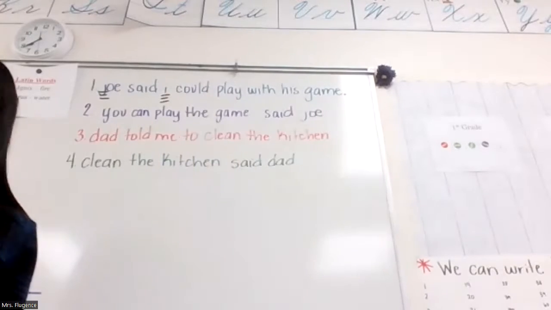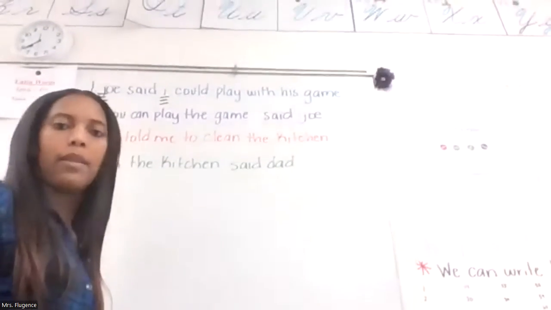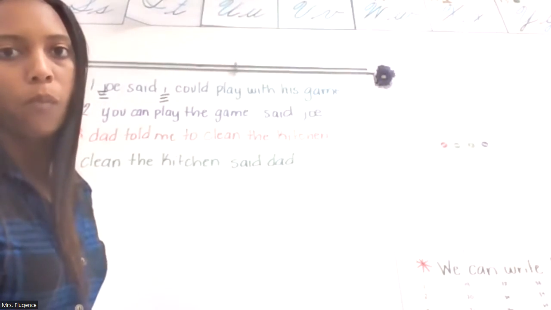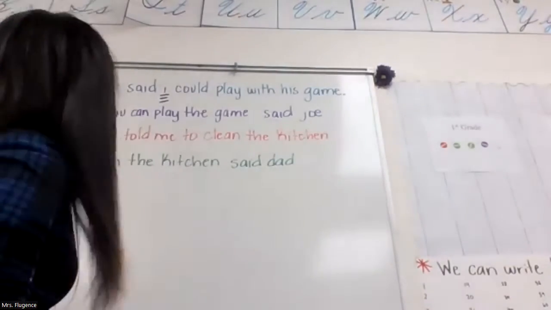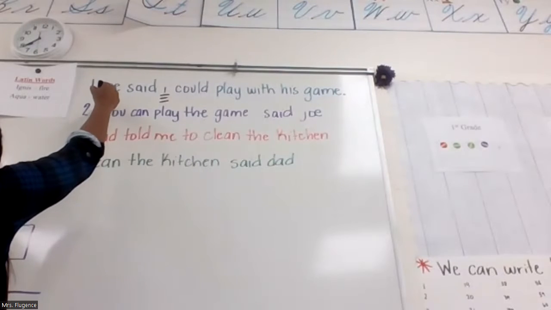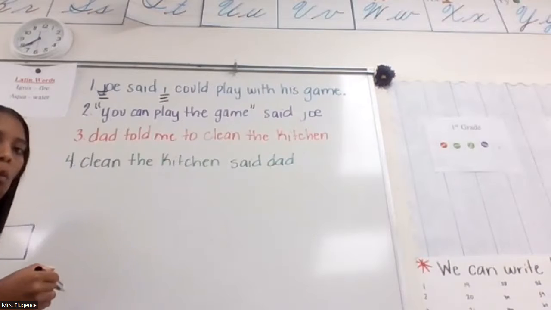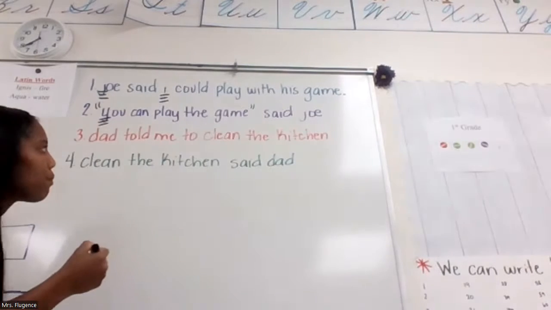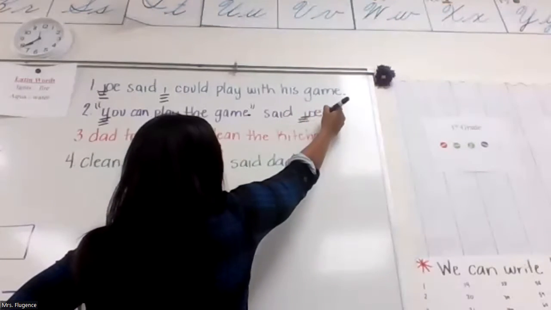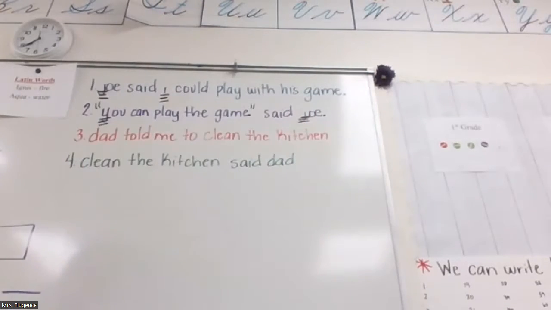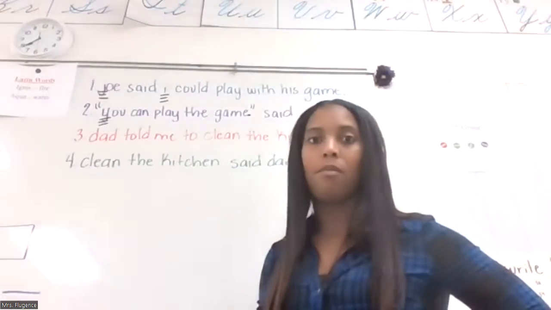Okay, so now number two is a direct quotation, so this one's a little different. You can play the game, said Joe. Anybody? How would I write this one the correct way? Put quotation marks at you and game, starting at the beginning of you and at the end of game. Okay. Capitalize the Y in you. Put a period after game. And capitalize J in Joe and put a period. Okay. So remember, this was the direct quotation.